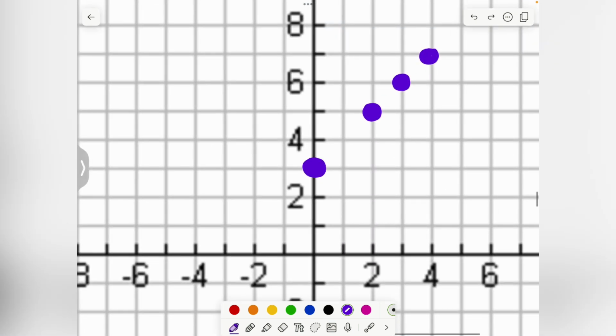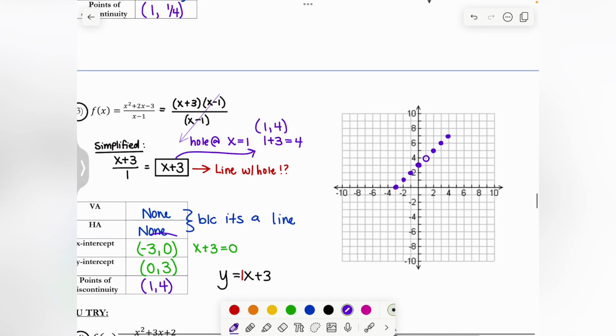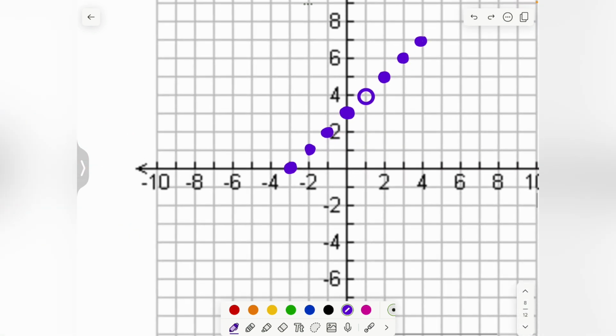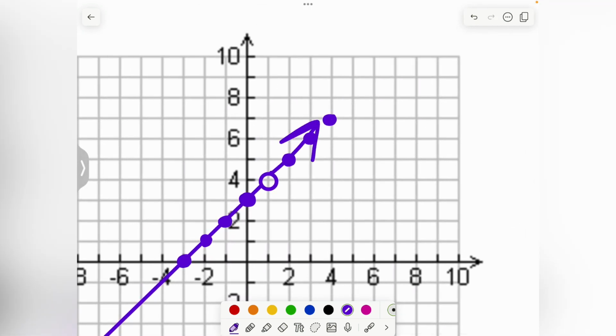1 comma 4 should be an open circle. So there still is a hole. This is going to be a line with a hole. And notice that the x-intercept is at -3, which is where I wanted it to be. Make sure that when you do this, you graph the line, but you also graph the hole. So this is no longer a rational function. All right, so let's rewind and summarize, and then we'll do one more problem together to hit it home.